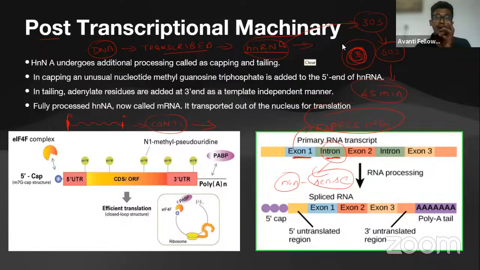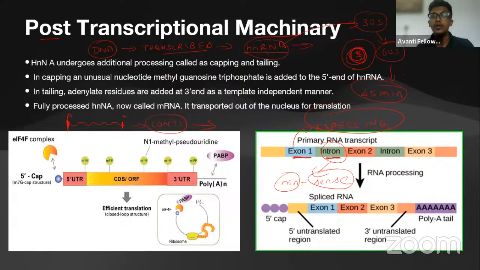Okay, I will summarize for you. What is post-transcriptional machinery? Basically, editing of mRNA is called post-transcriptional machinery. Why does editing have to be done in the mRNA? I gave you two reasons. One is that we are a eukaryotic cell. That is the first reason. And the second thing is the nature of the mRNA.